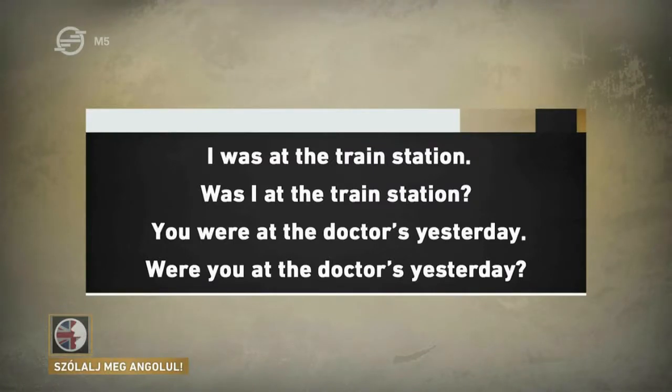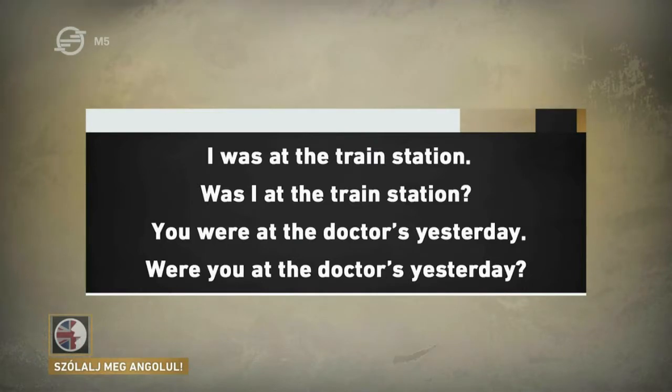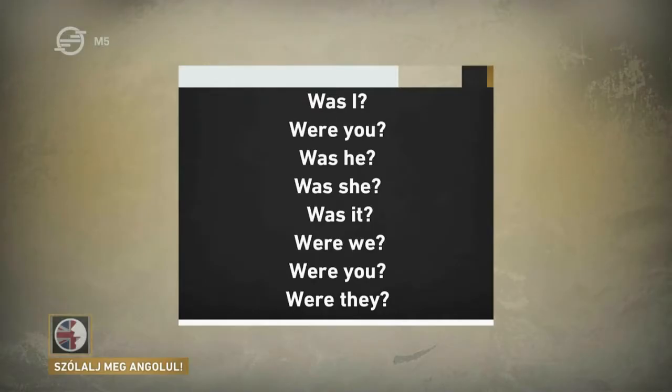So, the statement, I was at the train station, becomes, was I at the train station? The statement, you were at the doctor's yesterday, becomes, were you at the doctor's yesterday? Great! So, we know how to make a question using the verb to be in the past simple tense. Was I? Were you? Was he? Was she? Was it? Were we? Were you? Were they? Fab!